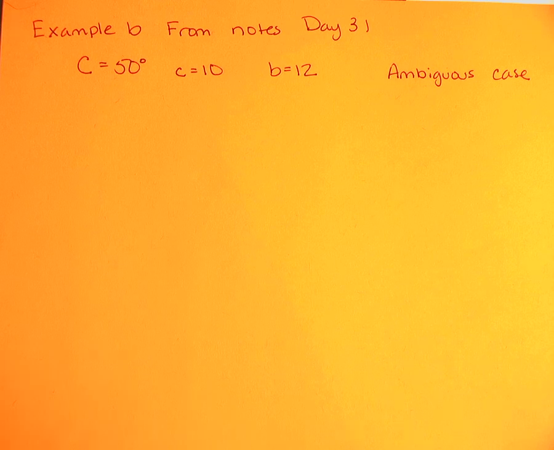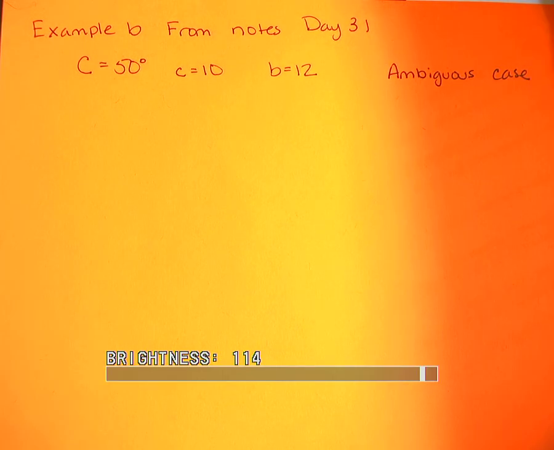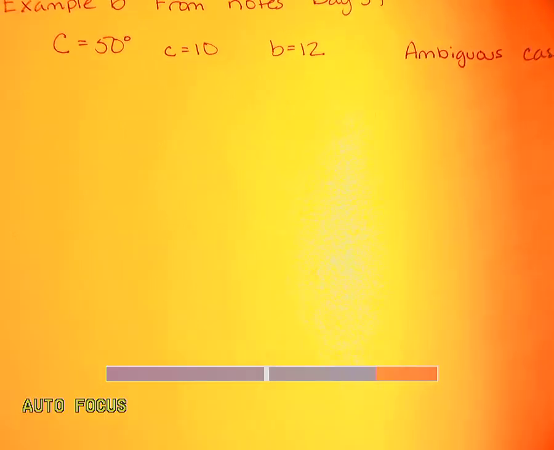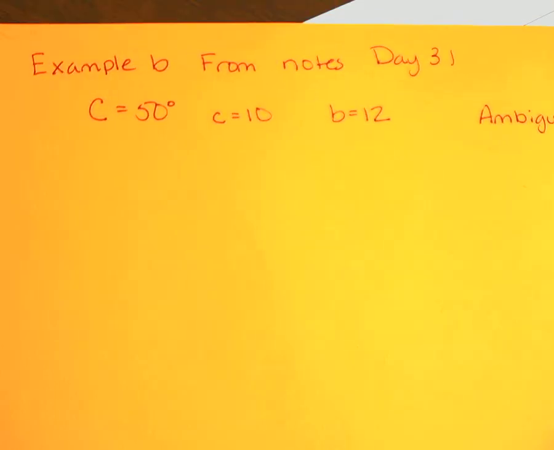Okay, we're recording. All right, so this is example B from day 31 notes. It is giving you an angle and two sides, and the reason I know that this is ambiguous is because when I draw it, the angle is not between the two sides. That would be side angle side, which is used with law of cosines.